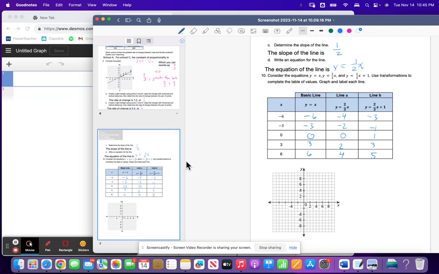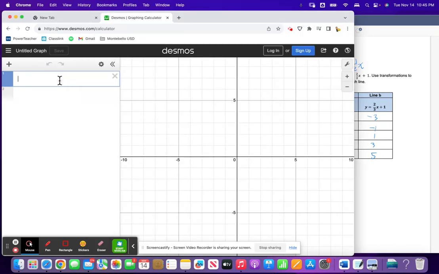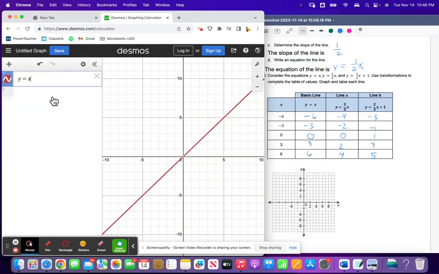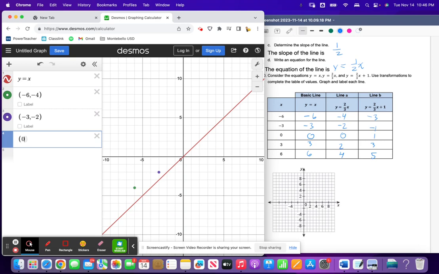So now I want to show you this tool that we've used before called Desmos to help us graph this, okay? I'll put the equation y equals x, and that'll graph it right there. The next one was y equals. Well, let's say I wanted to put in the points, the ordered pairs. So I could put -6, comma -4, -3, comma -2, 0, comma 0, and 3, comma 2.